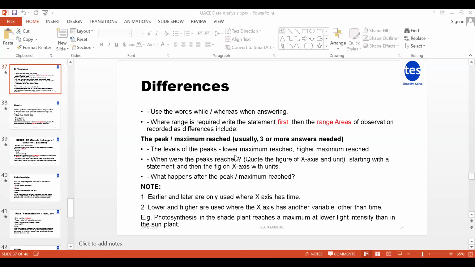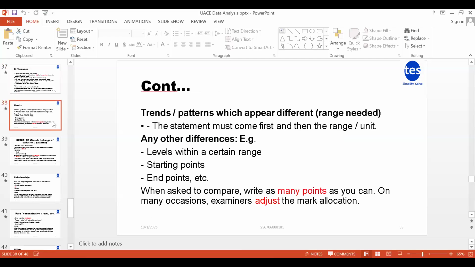Okay, let's proceed. I know we shall be getting a bit more as we go on. Trends and patterns: when asked to compare, write as many points as you can, because those marks can be adjusted. So we said that you have to write many points. And then, of course, the statements come first, then the ranges come later.